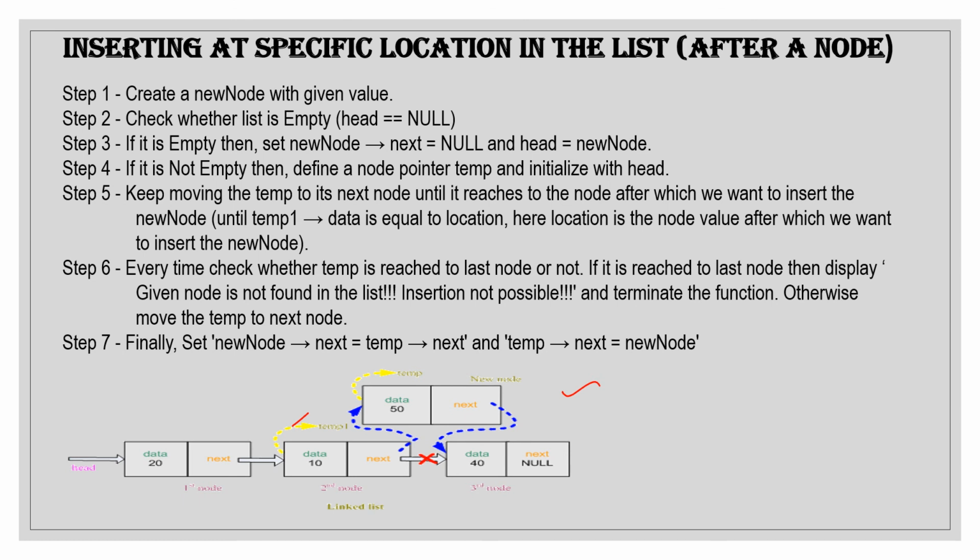If the first node is the last node, then I can't find the second node in my list, so we display that insertion is not possible, as there is no position as second node. But here we have the second node, and we are going to insert after the second node. So finally we set new node's next equal to temp's next, and temp's next equal to new node. This is how we can insert our element at a specific location in the list, which is after the second node.